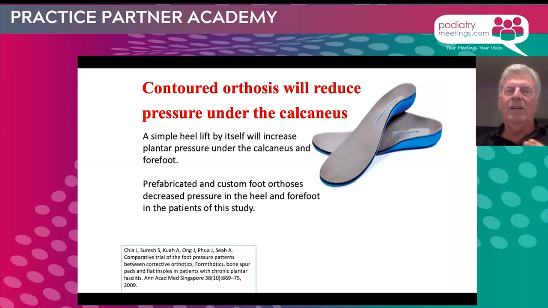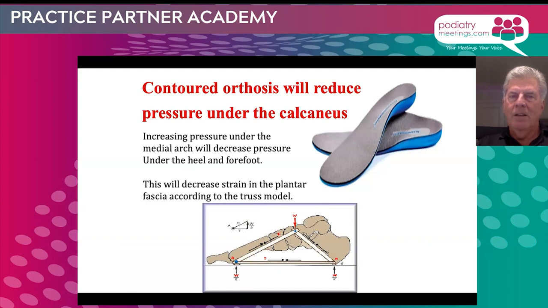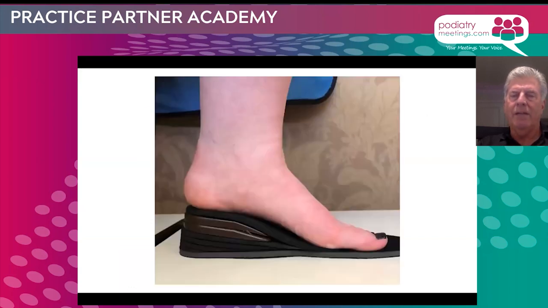Now, when we put a heel lift in the shoe, we know it increases pressure under the calcaneus. But if we put a heel lift and combine it with an orthosis, it doesn't increase pressure under the calcaneus. Why? Because the orthosis diverts pressure to the midfoot or to the arch. So if we can spread that pressure out under the arch, we won't increase pressure under the heel, and we may facilitate offloading the plantar fascia according to the truss mechanism. So contouring to the arch while elevating the heel can be desirable, particularly with plantar fascia offloading.